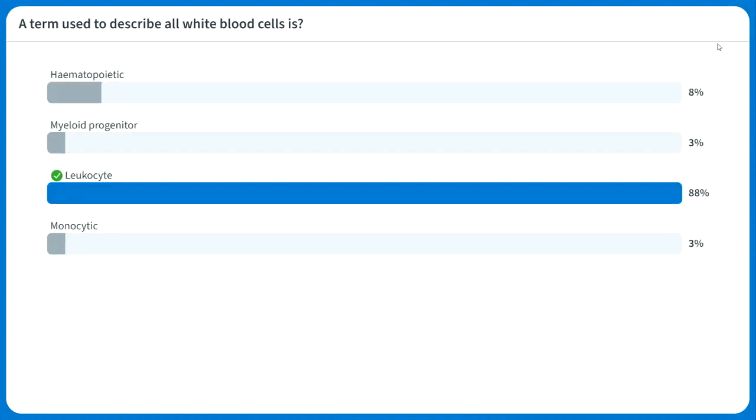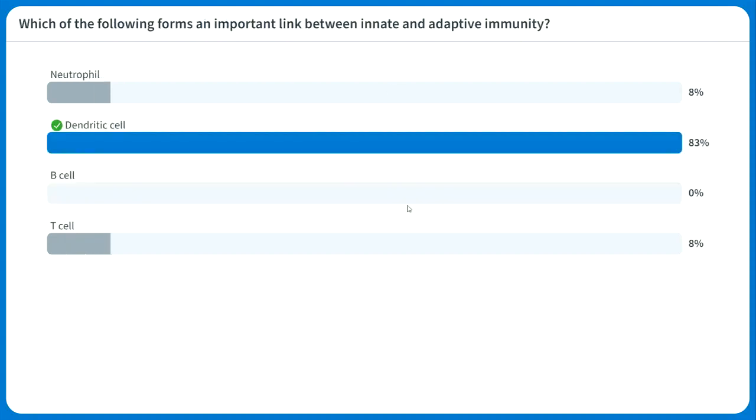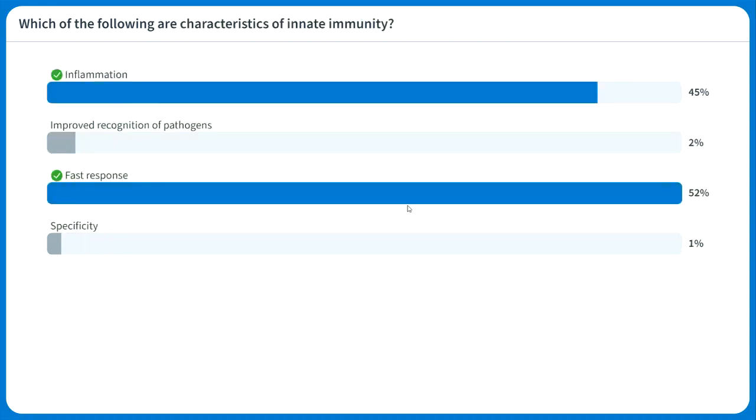So the first question, a term that's used to describe all white blood cells, it is, of course, leukocytes, and the majority of you got that. So that's looking good. Which of the following forms an important link between the innate and the adaptive immune response? Dendritic cells, so again, the majority of you got that one. Which of the following are characteristics of the innate immune system? Inflammation and a fast response, so remember it's that immediate aspect of the innate immune system that's one of its benefits. Recognition of pathogen and specificity are the two key features of the adaptive immune response that we'll talk about later on.